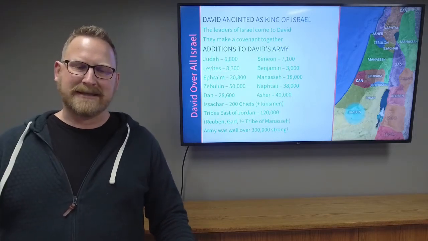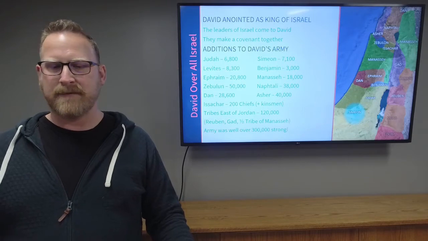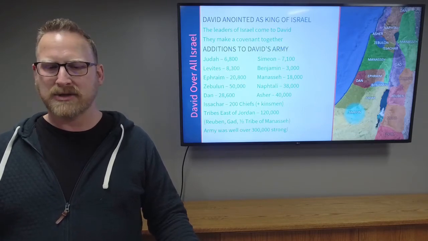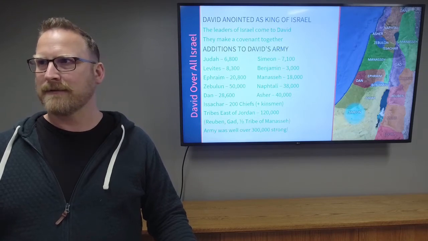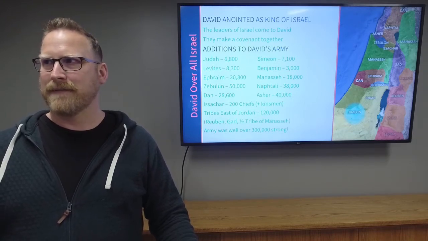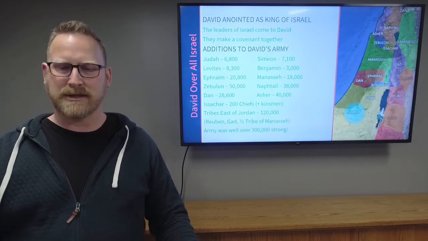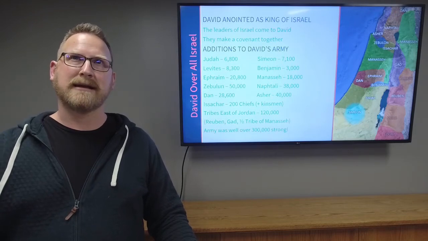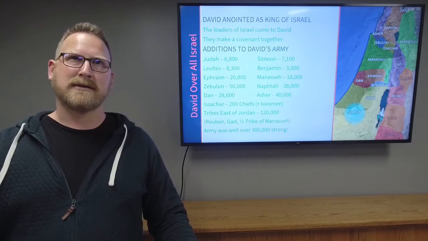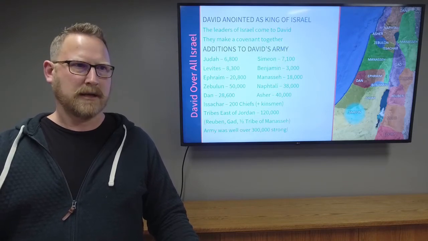So basically at this time, his army was well over 300,000 strong. If you want to know how that measures, that's bigger than our current army in the U.S. of active duty soldiers. So it's a big army that's pledged to him. I'll say this: when I was in the Army back in 1996, we had 260-something thousand soldiers on active duty at that time.